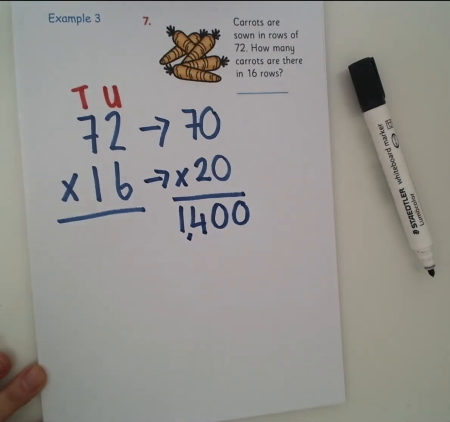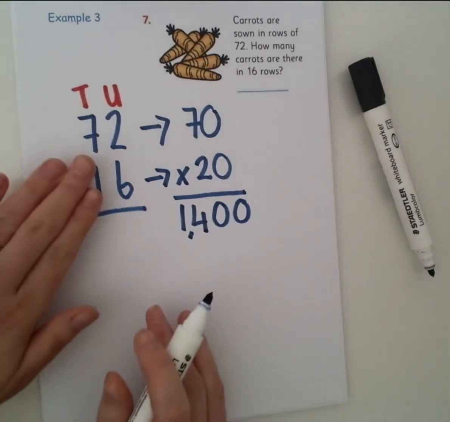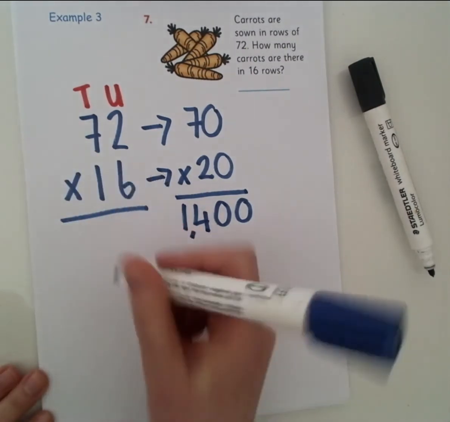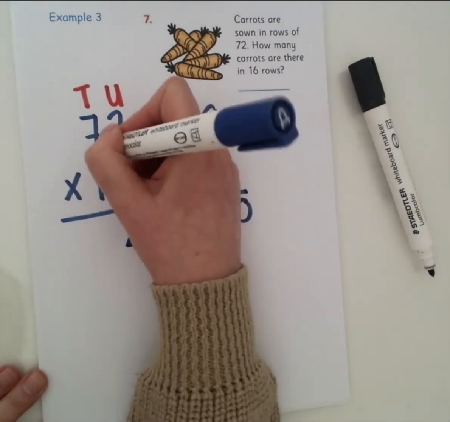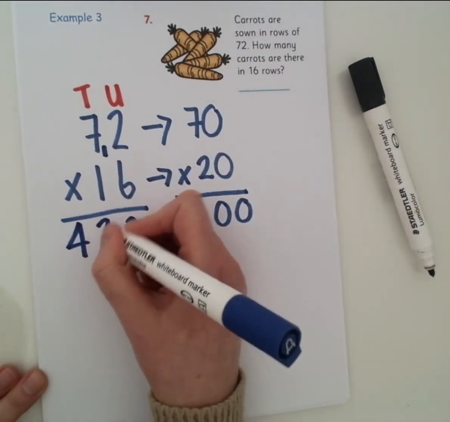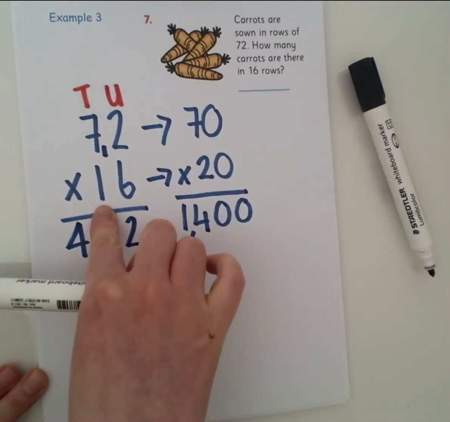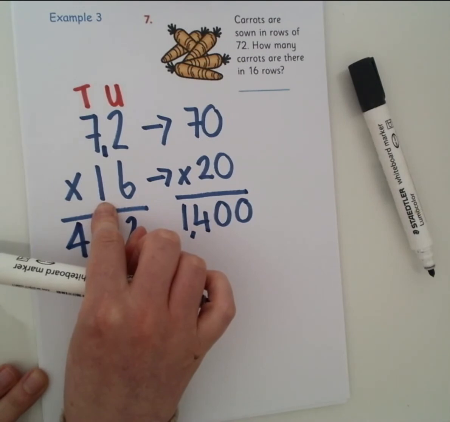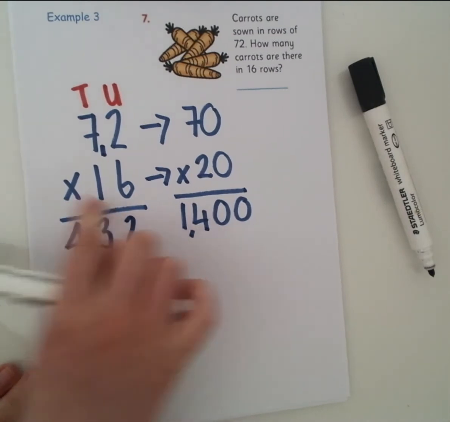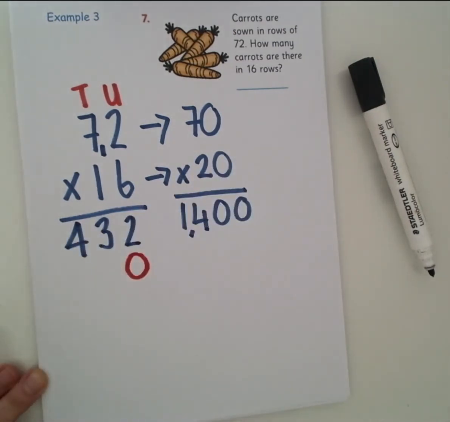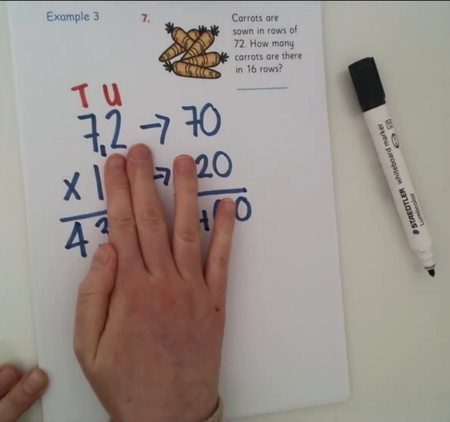Okay, so let's start multiplying now. So to multiply 72 by 16, I first of all multiply 72 by the 6 units. So 6 2s are 12, put down my 2, carry my 1. 6 7s are 42, plus 1 is 43. Step 2, multiply by my tens, which is this 1 here. So to show that I've multiplied by 10, I put in my magic 0 in red pen so it stands out. And then all I have to do is multiply 72 by 1.